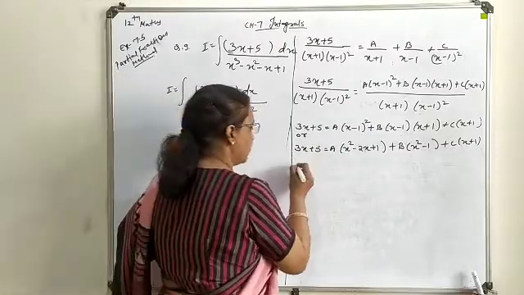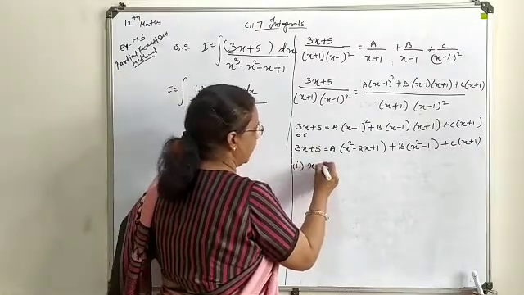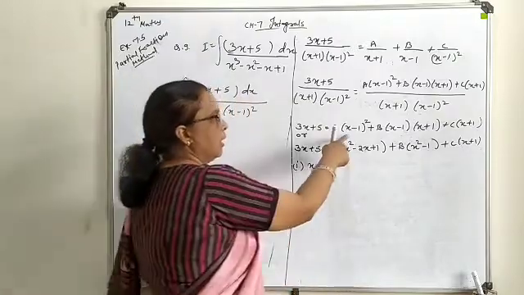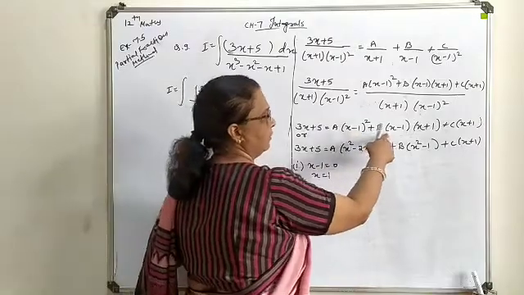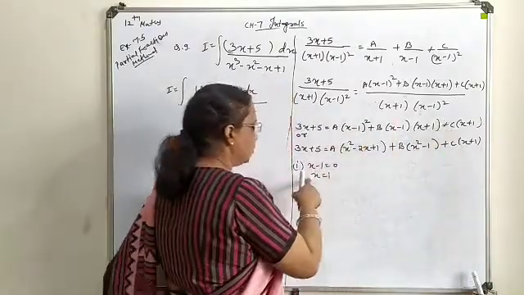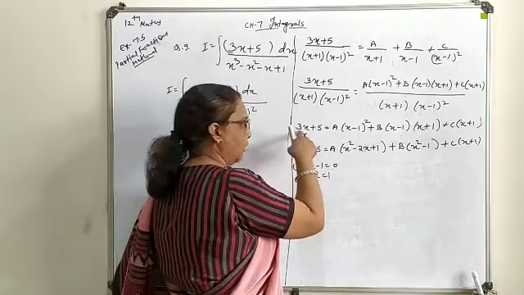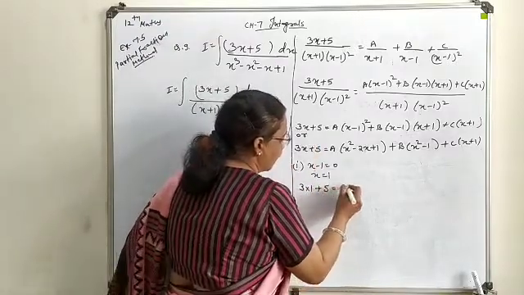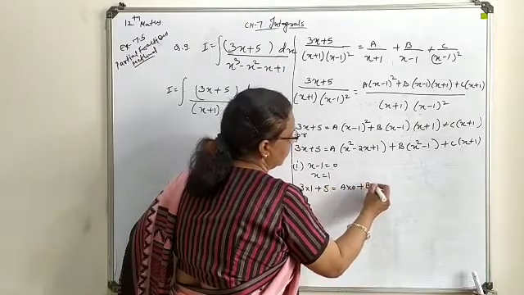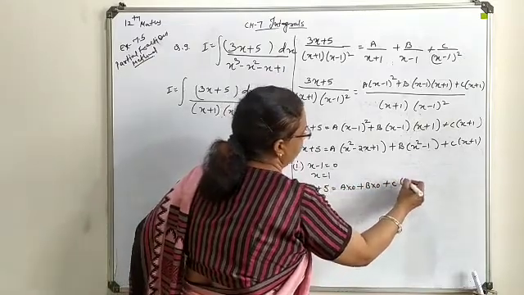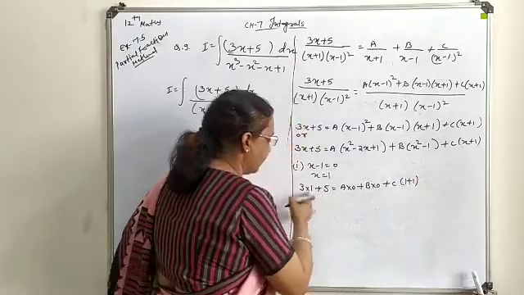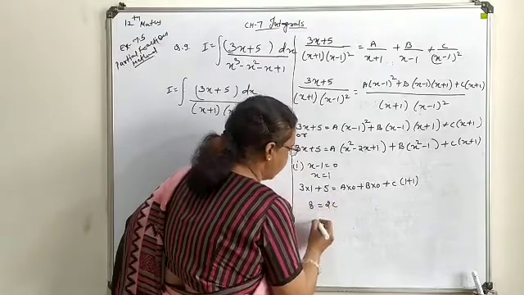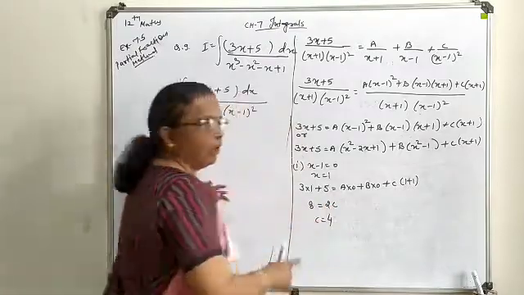Now the first case we will take when x minus 1 is equal to 0, or you can say x is equal to 1. So at that time this multiple will turn 0, this multiple will turn 0, and C will be evaluated. So on substitution of x equal to 1, this will give you 3 into 1 plus 5 equals A into 0 plus B into 0 plus C into 1 plus 1. So this will give you 8, this is 0, and this is 2C. So C you will get as 4.